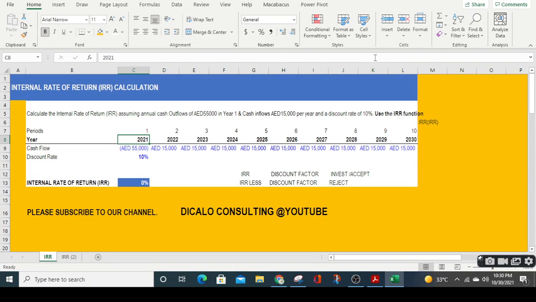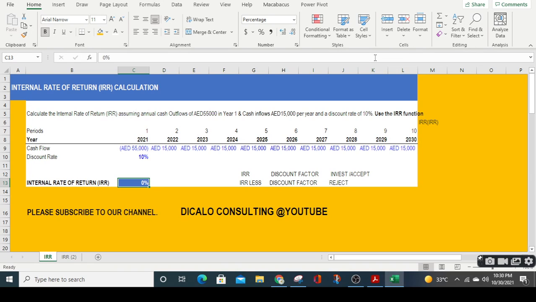So we want to evaluate and see whether this project is financially viable or not. They have given us the cash inflows and outflows over the expected useful life of the project, as well as the discount rate or the cost of financing the project. So now we want to compute the internal rate of return.